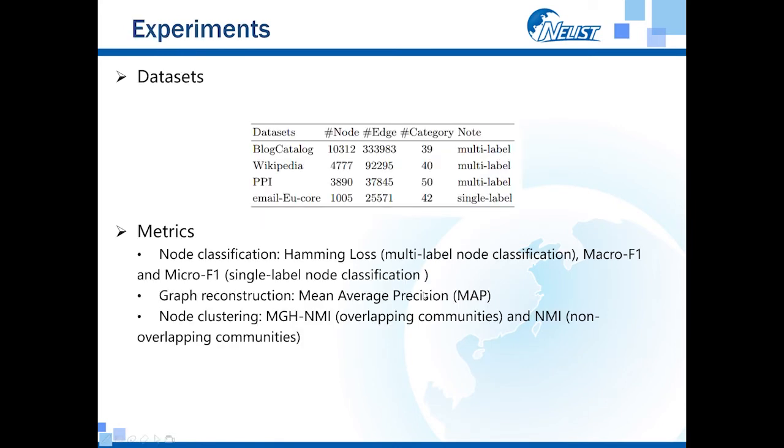Then we will introduce our experiment. In order to evaluate the effectiveness of our methods, we use 4 public graph datasets. We will validate our method in 3 tasks. First is the node classification task. Second is the graph reconstruction task. Then the node clustering task.